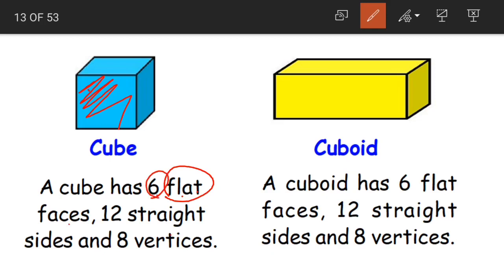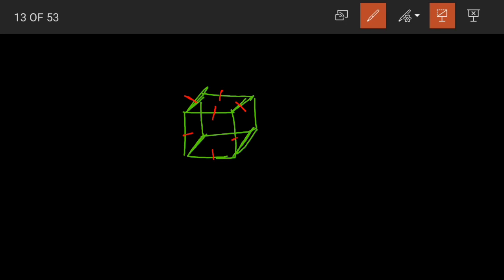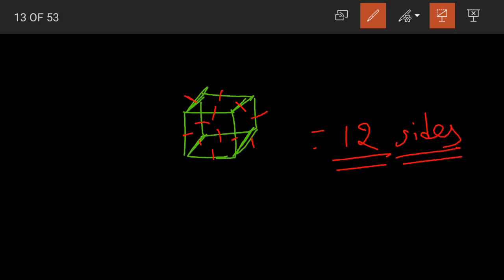Yes, so our cube has 6 flat faces. Now coming to sides, how to draw a cube, children? Draw a square, draw another square on the inside like this. Now join the vertices. See, now let us count the number of lines. When we count the number of lines that we have used to draw the figure, we'll get the number of sides. We have 1, 2, 3, 4, 5, 6, 7, 8, 9, 10, 11, 12. In total, how many lines do we have? We are having 12 lines. That means our cube has 12 sides in total.